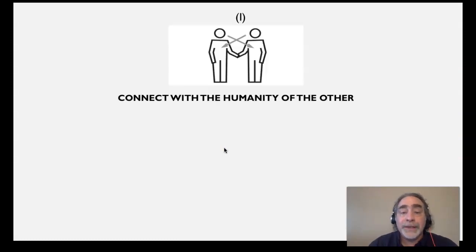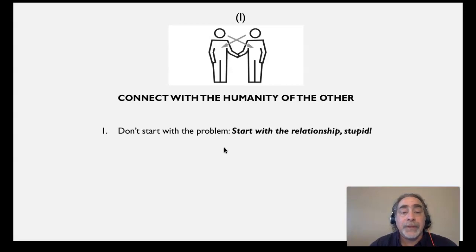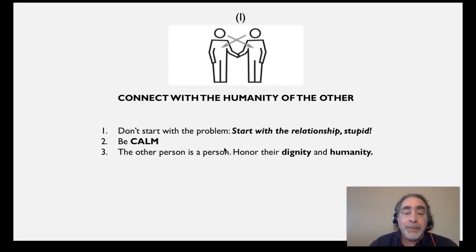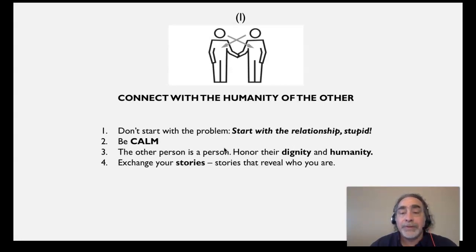So, step 1, connect with the humanity of the other. Don't start with the political problem. Don't start by discussing the positions. Start with the relationship, stupid. In fact, any attempt to solve a problem between people is always a relational problem. It always is undergirded by the relationship itself. And if you want to solve a problem, build a relationship first, or at least through the process of solving the problem. Be calm. The other person is a person. Honor their dignity and humanity throughout the process.